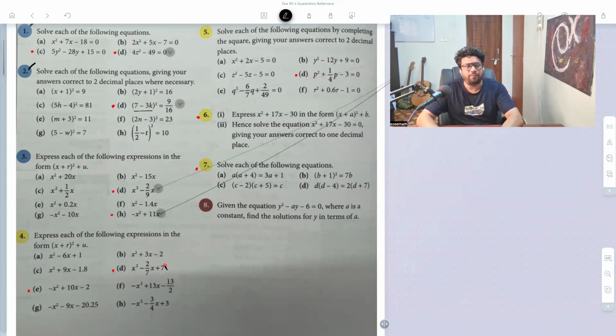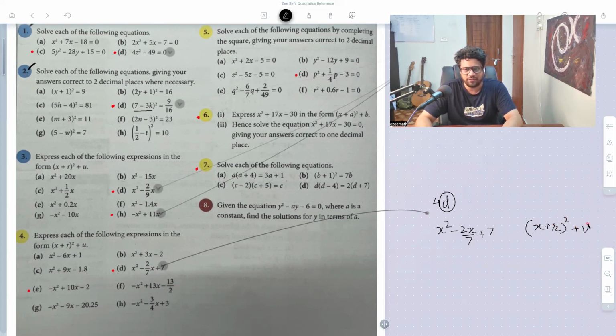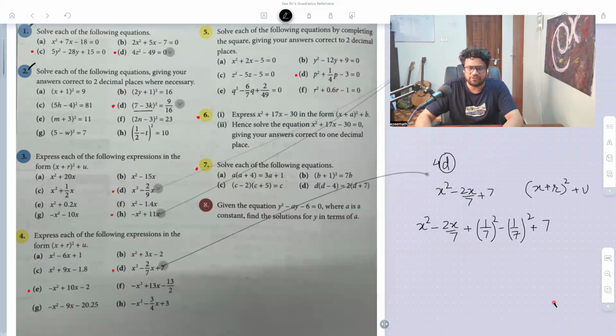Now we can do 4-part D. So you go x square minus 2x by 7 plus 7 and bring it to the form x plus r square plus u. Well, again, I see there's a 2 by 7 there with x. I'm going to halve that, becomes a 1 by 7 square minus a 1 by 7 square. These are the two terms that I'm going to introduce by myself. And of course, the first three terms again would reduce to a perfect square.